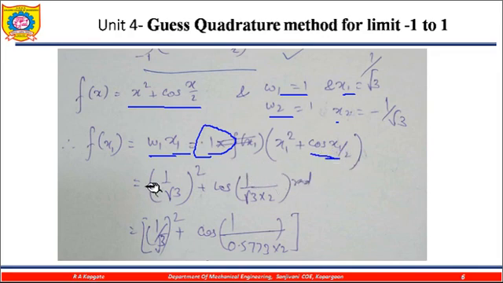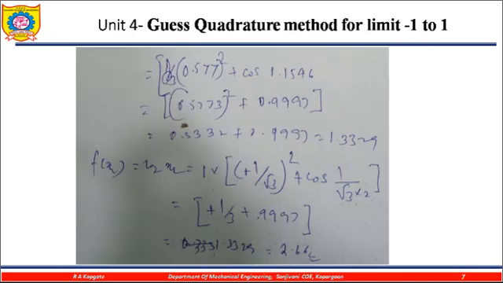So put the values, that x1 square, so 1 by root 3 square plus cos of x1, that is 1 upon root 3 into 2 into 2. So this is the radian. So what is that? This is 1 upon root 3 square plus cos 1 upon this value multiplied by 2, because the root 3 value is 0.577 multiplied by 2. Then what we get, that is 0.577 square plus cos of 1.1.